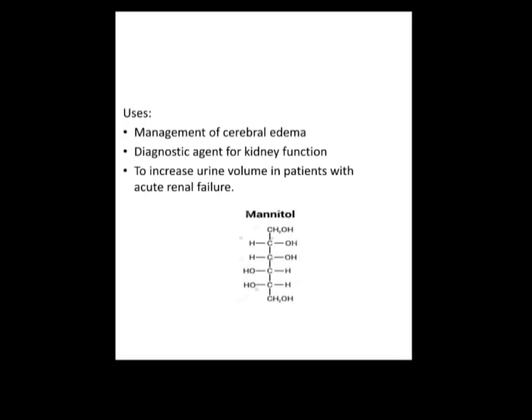The uses of the osmotic diuretic drug mannitol are: first, management of cerebral edema. Second, diagnostic agent for kidney function. Third, increasing urine volume in patients with acute renal failure, to increase the urine output. Another point is that the structure of mannitol is like that of glucose.